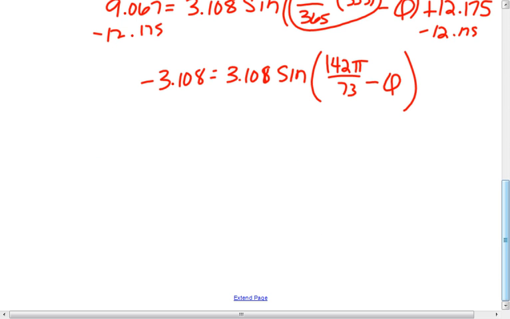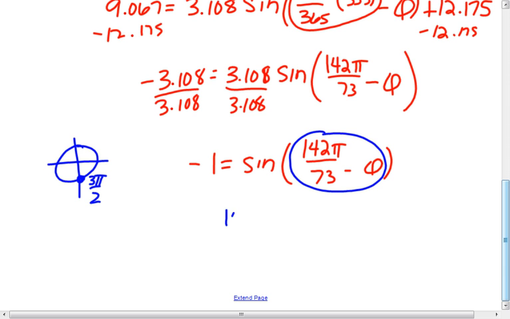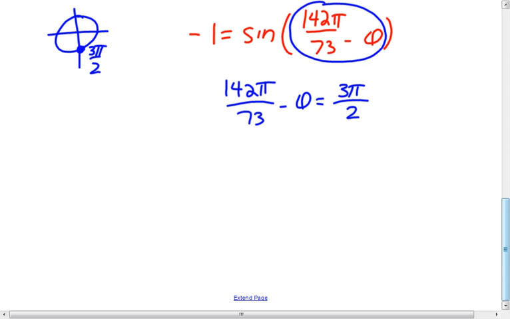So now I'm here. Divide by 3.108, and I get negative 1 equals sine at 142 pi over 73 minus phi. Okay, and so here's that part you're going to do every single time. Again, when you think about your unit circle, the place where sine, or your y value, is negative 1 is down here at 3 pi over 2. So you need to figure out, what do I have to plug in for phi to make this quantity right here be 3 pi over 2? Because we know that sine at 3 pi over 2 is negative 1. So that's what you're going to do, and then you're going to solve.